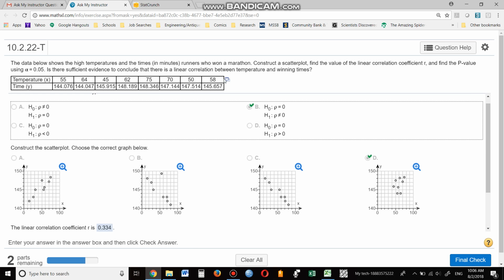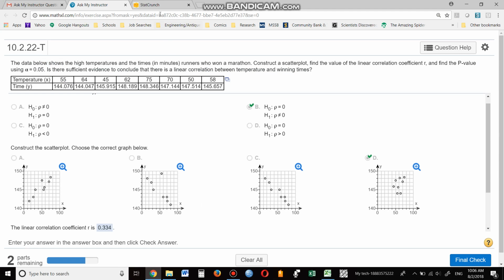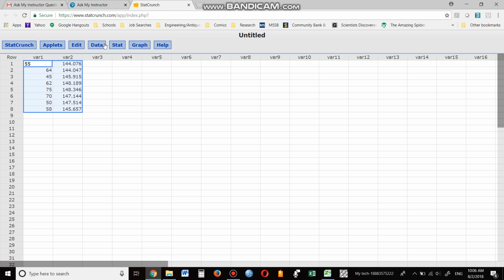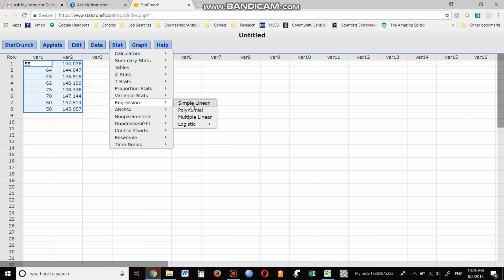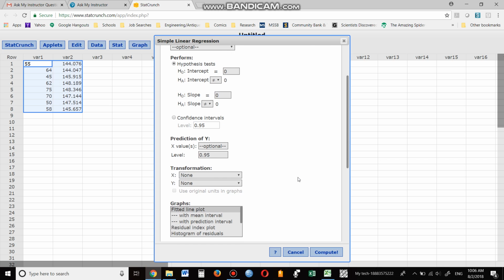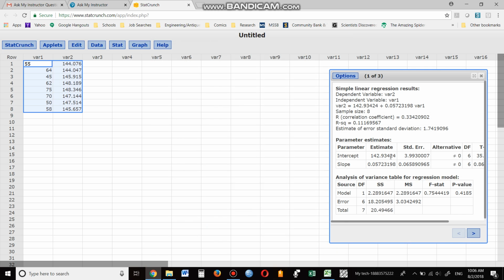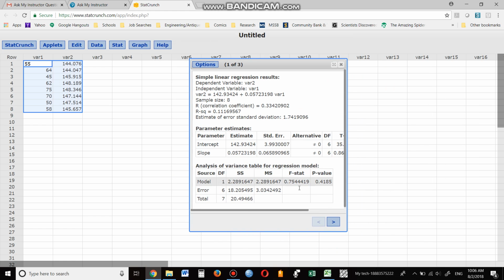So the first thing we need to do is open this in Excel and then copy it over into StatCrunch right here. And then go to Stat, Regression, Simple Linear. The x variable is var1, the y variable is var2. Notice that the hypothesis statements are all set up correctly by default. And I'm going to go ahead and ask it to give me a residual plot as well as a fitted line plot. Hit compute. And here are my results.